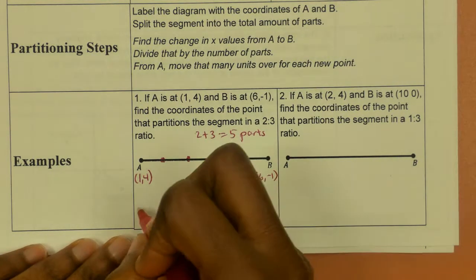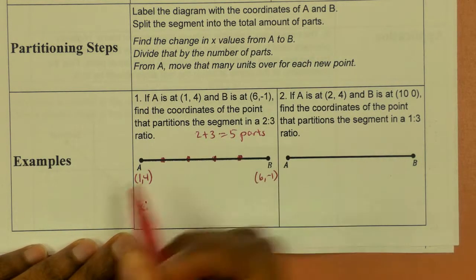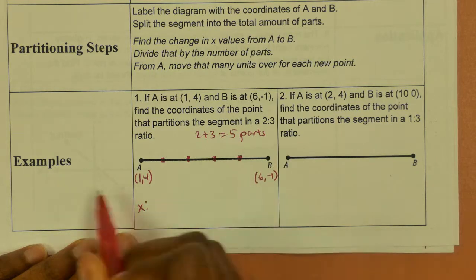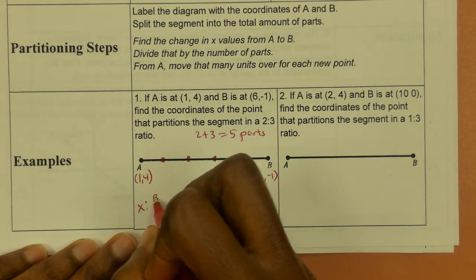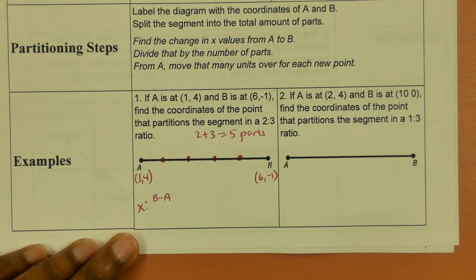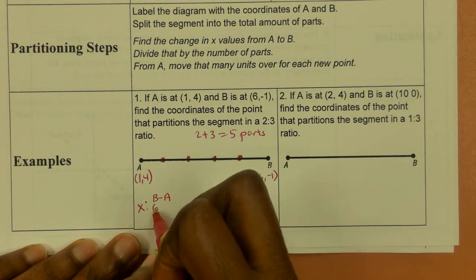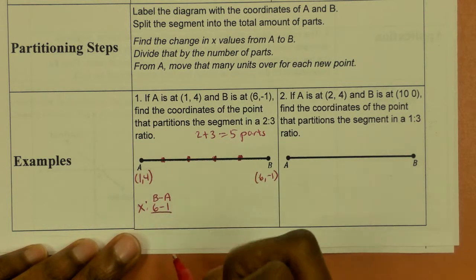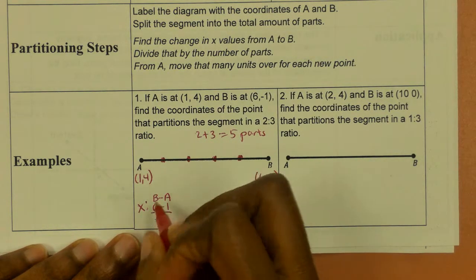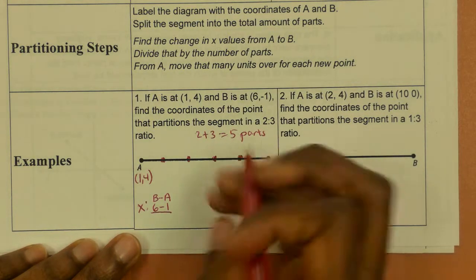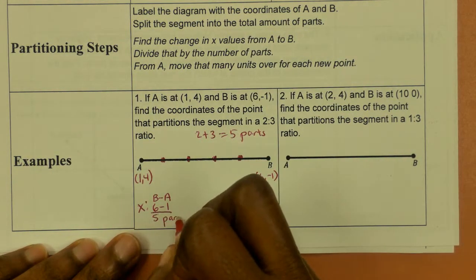So if we do x first, x is traveling from 1 to 6. To figure out that distance, we would do B's coordinate minus A's coordinate. So it's a little counterintuitive. You actually do the coordinate that you want to end at minus the coordinate that you started at. So 6 minus 1 here is how many units it travels, and this number is going to tell us how many parts we're dividing by. So we're dividing that into 5 parts.